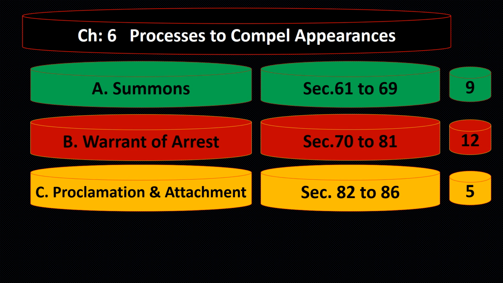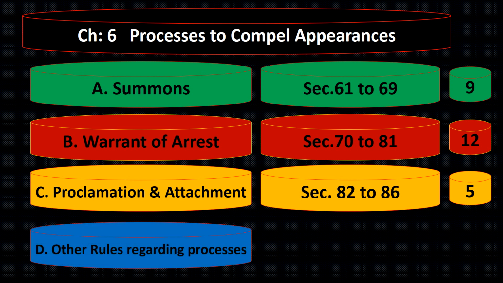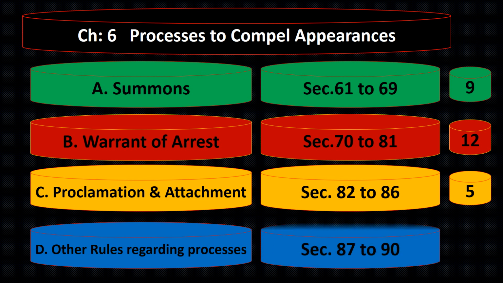And the last one, other rules regarding the processes, is given in blue color, and the provisions are under section 87 to 90. The smallest one, only 4 sections are given.